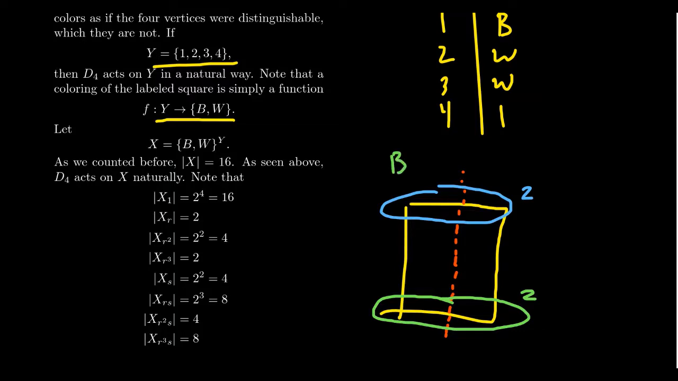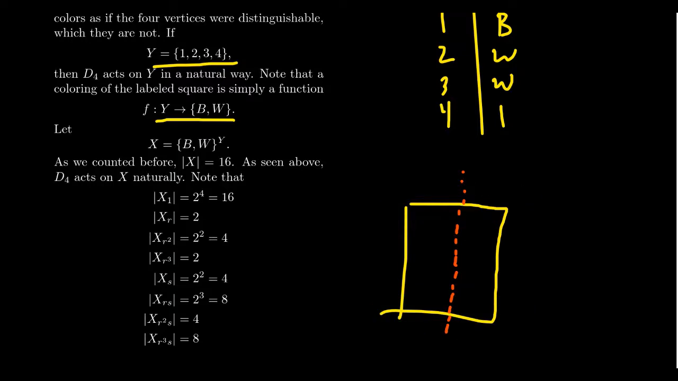So like if these are black and these are white, when you reflect it, you won't be able to tell the difference in the coloring. It doesn't give you a different coloring. So those are stable. Those are stabilized by R squared S. So again, you're going to get 2 squared, which is equal to 4. You'll notice I skipped RS because that is a reflection, but it's a diagonal reflection.